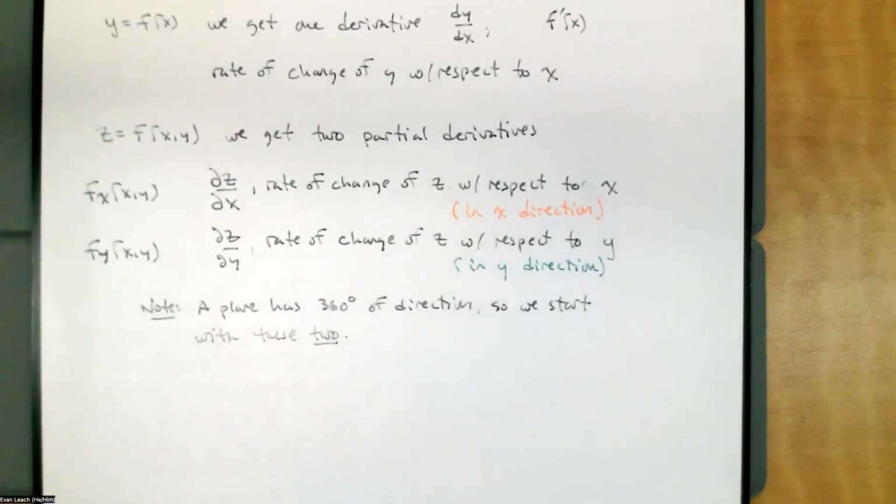We're only going to need two because everything in the plane is made up of these two directions, some x direction, some y direction.